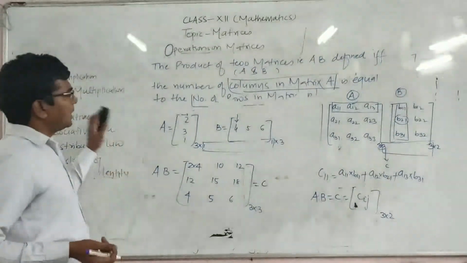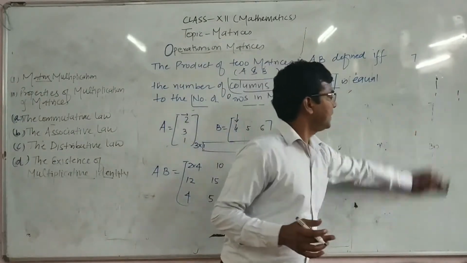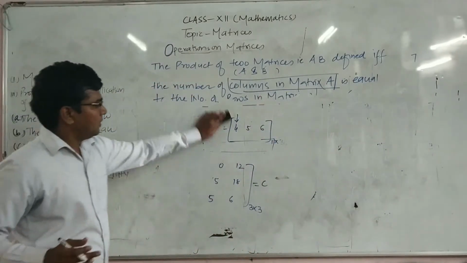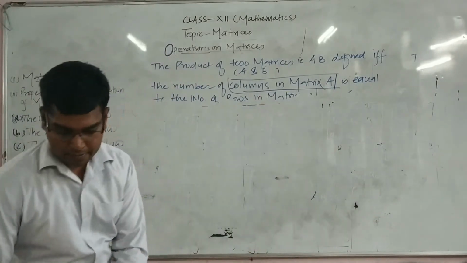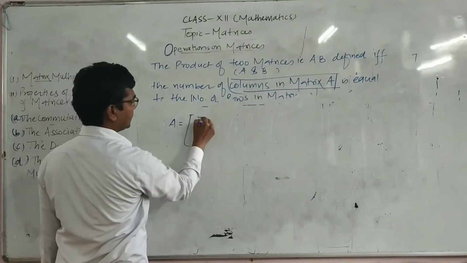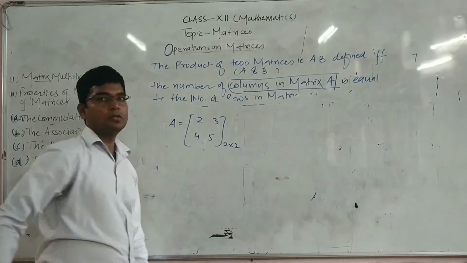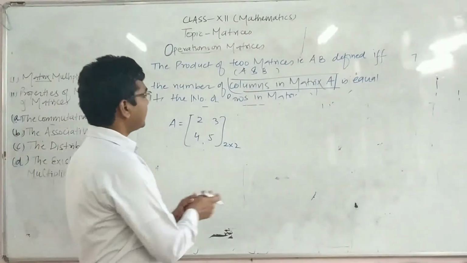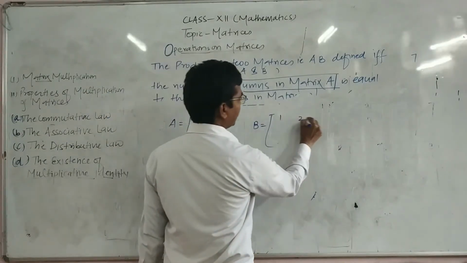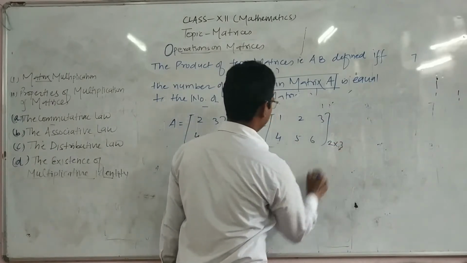Let us take another example of matrix multiplication. Let again a matrix A be 2, 3, 4, 5. The order of the matrix is 2 by 2. And let us take another matrix B, that is 1, 2, 3, 4, 5, 6. Order is 2 by 3.